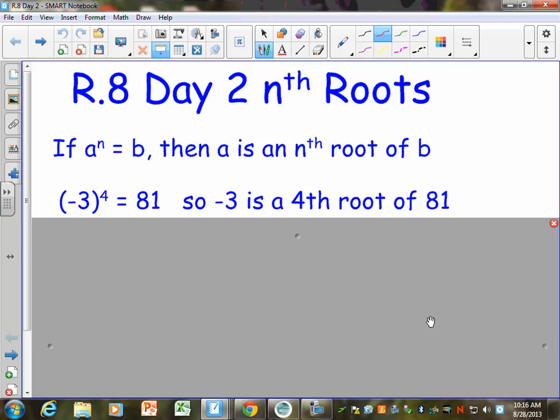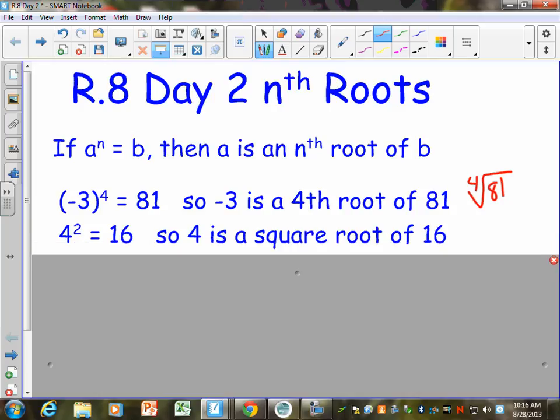Since negative 3 to the fourth power is 81, we can say that negative 3 is a fourth root of 81. And if we were going to write that, you could write it like this. The fourth root of 81, right? One of them could be negative 3. And this one is the one we're the most familiar with.